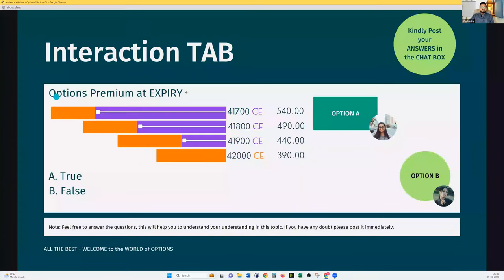And now, option premium at expiry. Okay, at expiry, we will have both the intrinsic value and extrinsic value. Is it true or false? This is how it looks. I want everyone to participate in this quiz.